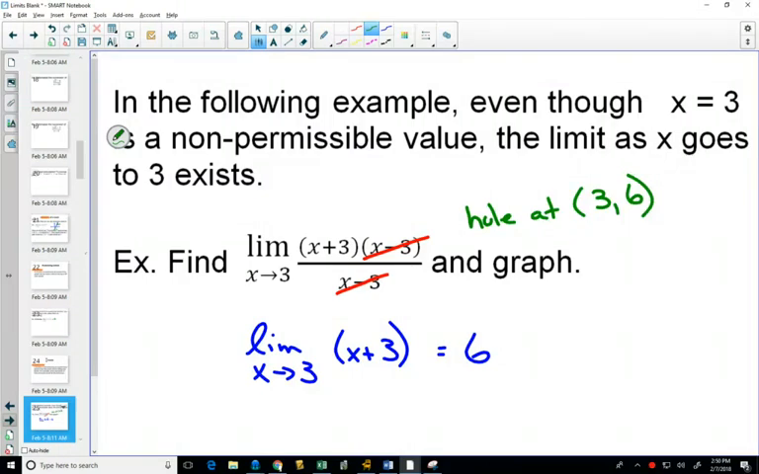And so as you get close to 3 from both the left side and the right side, the graph would get close to that hole. And so that's why we would say the limit of this expression is equal to 6. So that's a connection between what you were doing in your grade 12 year and limits.